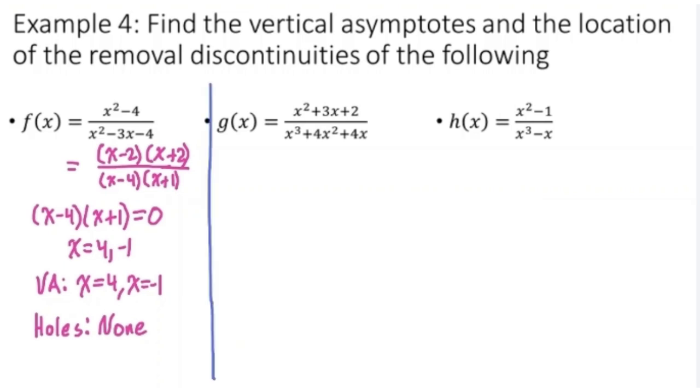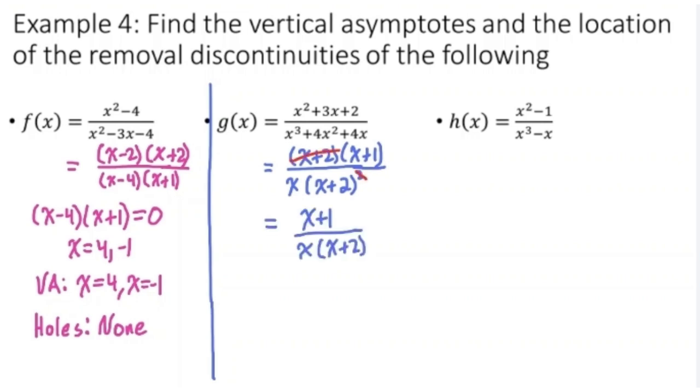Now we'll take a look at g of x, which equals x squared plus 3x plus 2, all over x cubed plus 4x squared plus 4x. If you recall from example 1 that we did when we found the domain, the numerator factors to x plus 2 times x plus 1, and the denominator factors to x times x plus 2 squared. Now when we reduce, an x plus 2 will cancel, which leaves us with x plus 1 over x times x plus 2. Now we'll set our new denominator equal to 0, and we get x equals 0 and -2. And our vertical asymptotes would be x equals 0 and x equals -2.